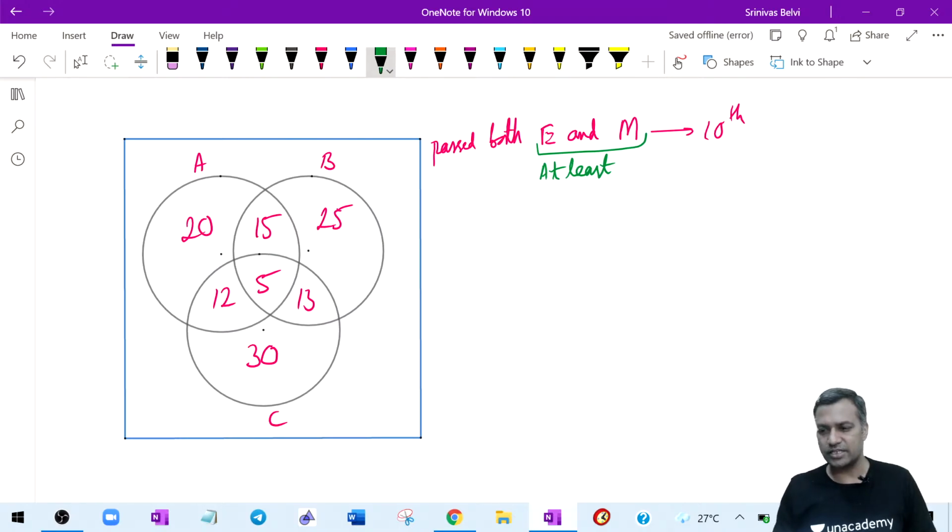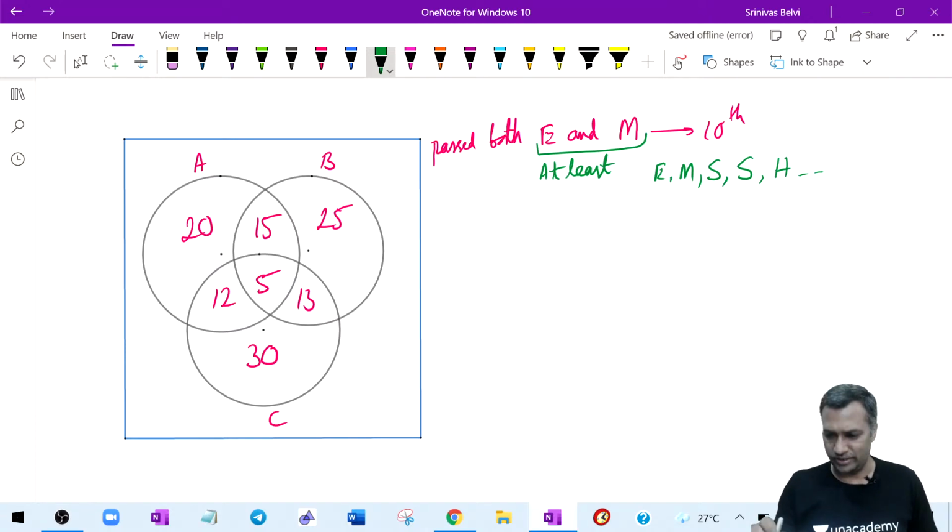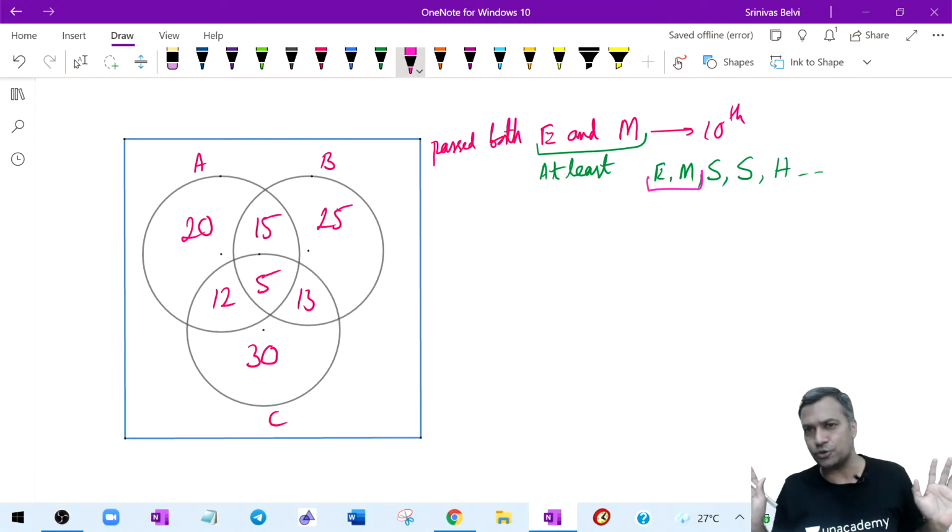How many of you passed English and maths? Did you pass exactly English and maths? No. You passed English, you passed maths, you passed social studies, you passed sciences, and you passed Hindi, or say Sanskrit, whatever language you have taken. In this, I am concerned about these two. I am interested in these two. Along with that, you passed all these subjects.